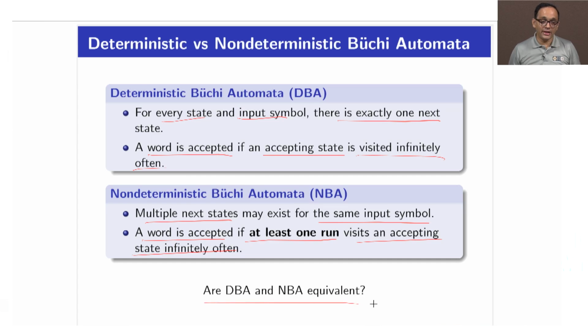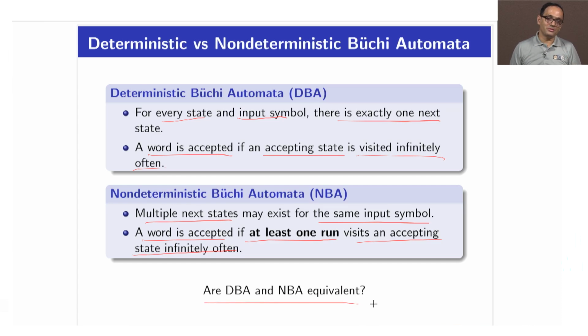And for a deterministic Büchi automata, because for every word there is a single run, we just have to check whether that run visits the accepting states infinitely often or not, right. So, this is the difference between deterministic and non-deterministic Büchi automata. So, are they equivalent? It is actually not.